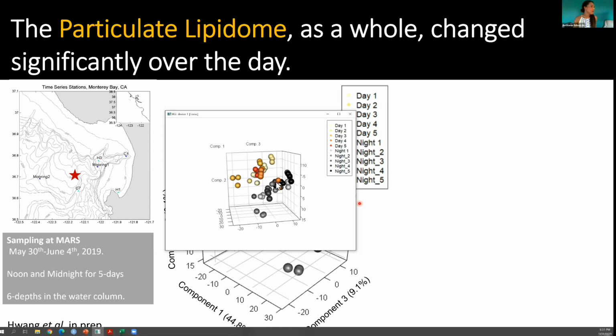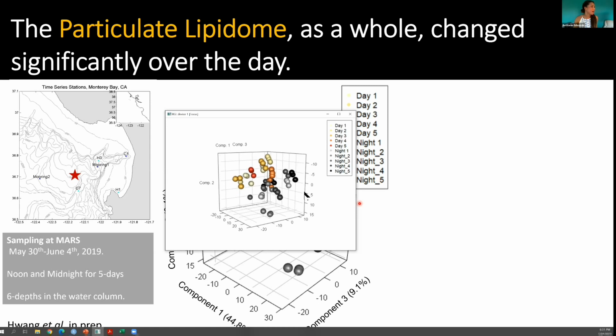And this day sample is from day 4. We think that it's clustering with the night samples because there appeared to be a freshening event. So there's some rain on day 3. We think that that's the reason why it's behaving oddly.